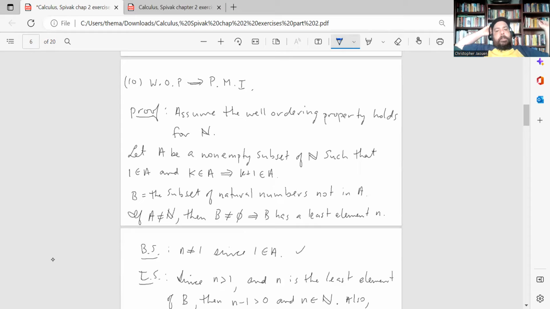Okay, so again, this is by induction. Here, the hypothesis is that the well-ordering property holds for the natural numbers. So assume that the well-ordering property holds for the natural numbers. And then some definitions here.